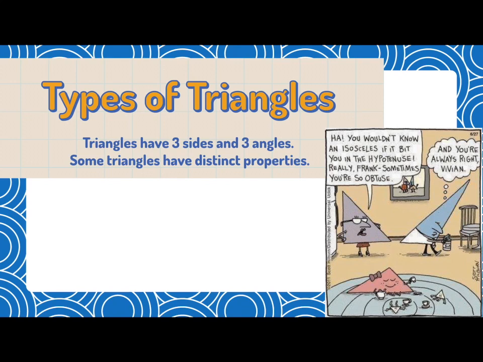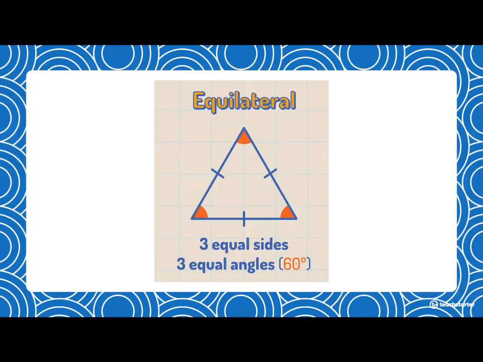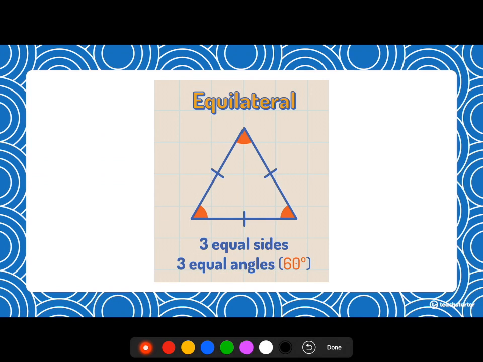Triangles. So of course a triangle is a shape with 3 sides and 3 angles. But we can have different types of triangles depending on their properties. We've got the equilateral triangle where everything is equal. All the sides are equal and all the angles are equal. Now don't forget these little lines here, they mean that these are equal.